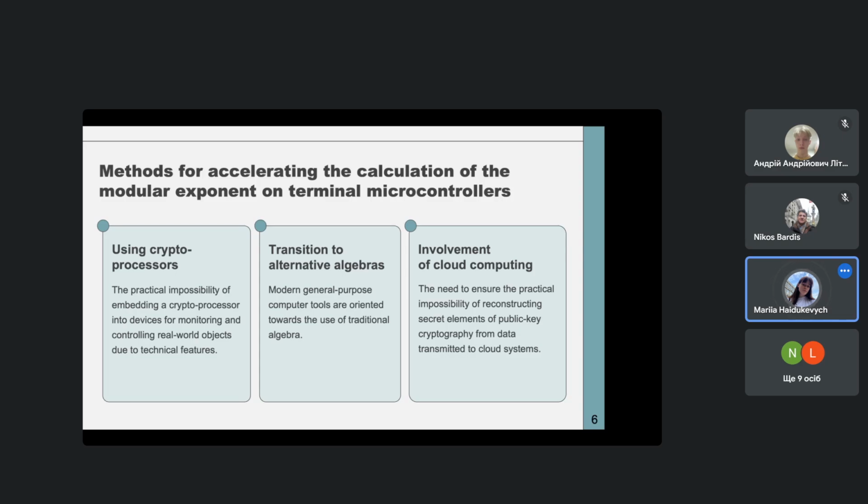In this case, it is necessary to make it practically impossible to reconstruct secret elements of public key cryptography from data transmitted to cloud systems. Today, the last of the described methods is suitable for practical application. And that is why the largest number of scientific publications are devoted to the development of this particular direction.